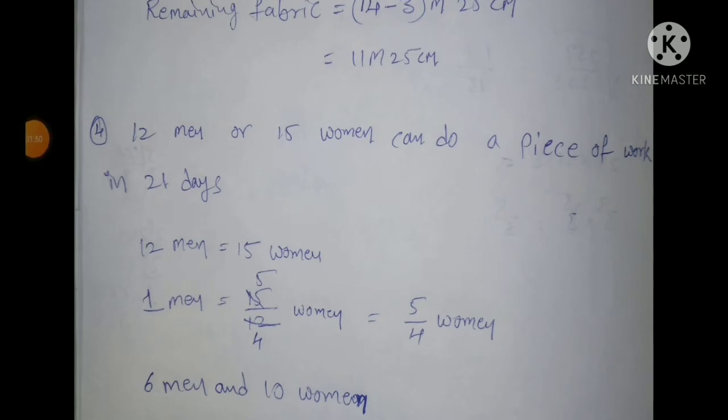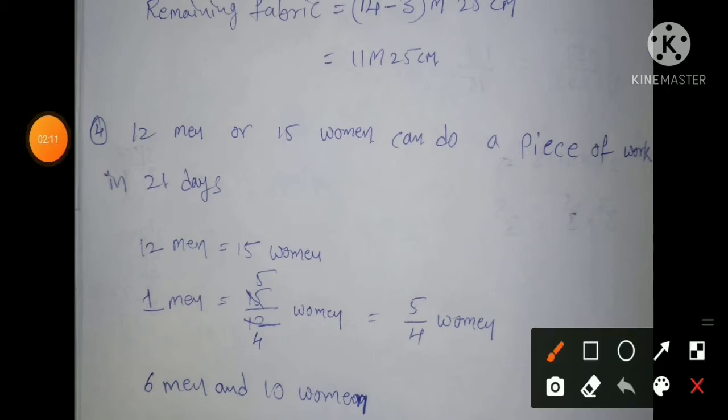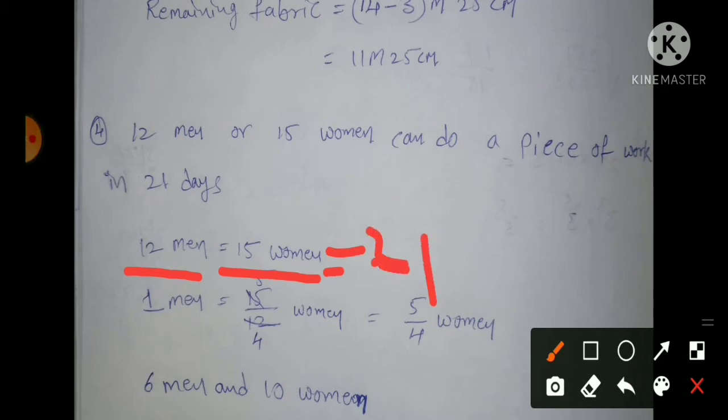This question is very important. See, 12 men or 15 women can do a piece of work in 21 days. Find the number of days required to complete the same work by 6 men and 10 women. Okay. So here 12 men or 15 women can complete the work in 21 days. Okay. So 12 men equal to 15 women, that they will complete the work in 21 days.